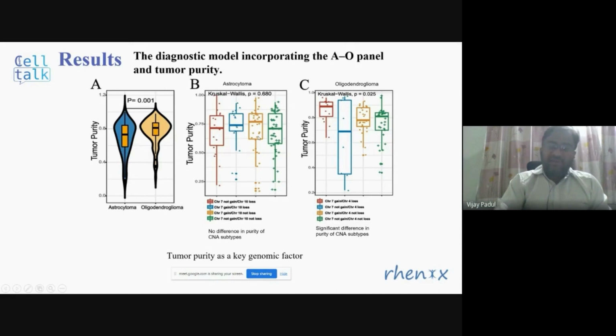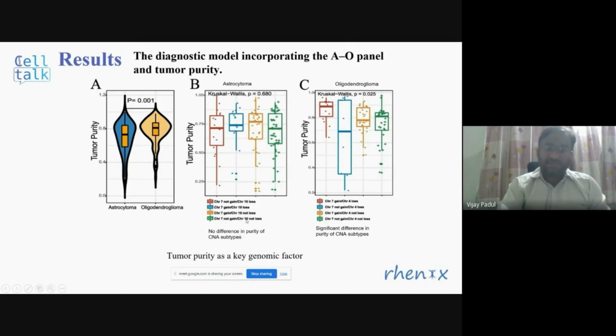But when the tumor samples are subclassified based on chromosomal alterations, based on chromosome 7 amplification and chromosome 10 loss, there are four combinations: chromosome 7 not amplified but chromosome 10 lost, chromosome 7 amplified and chromosome 10 lost, chromosome 7 amplified but chromosome 10 not lost, and chromosome 7 not amplified and chromosome 10 not lost.